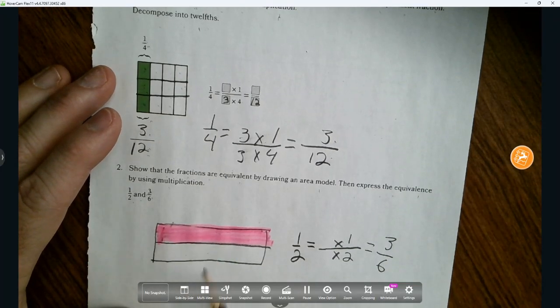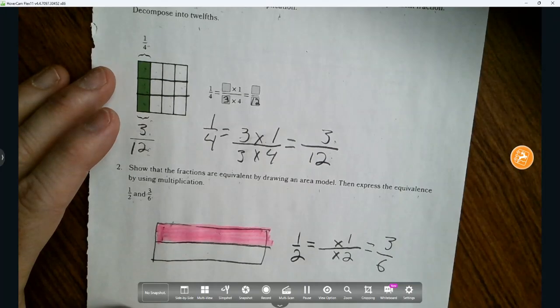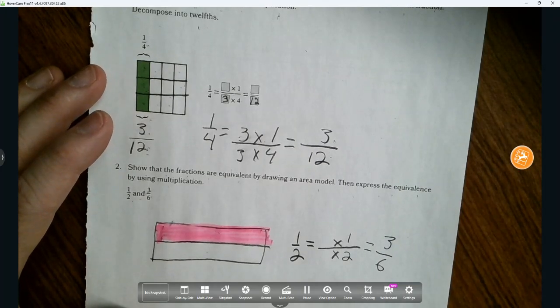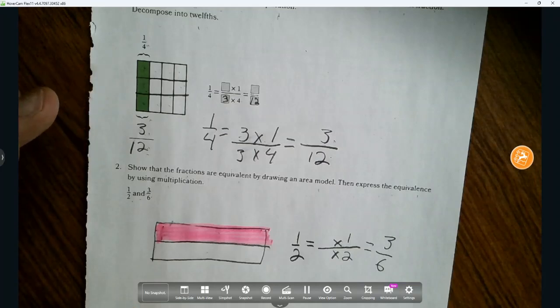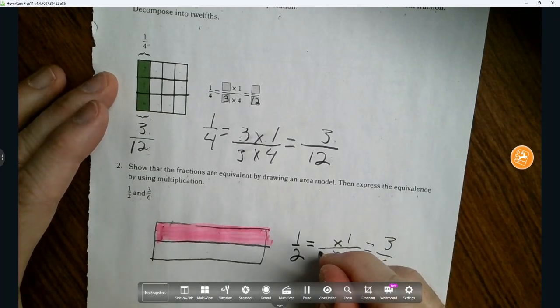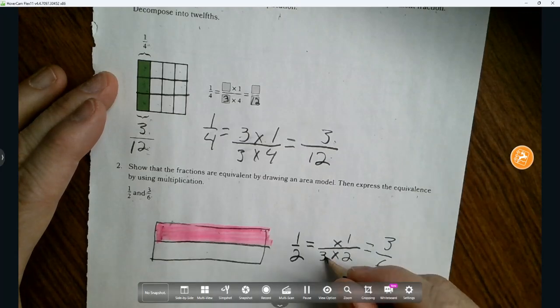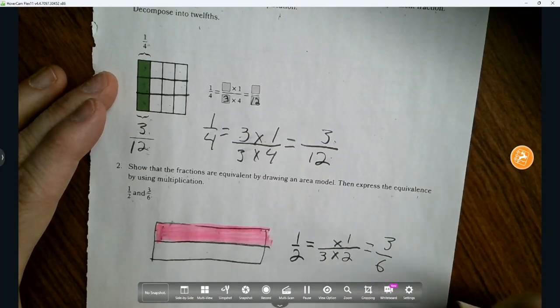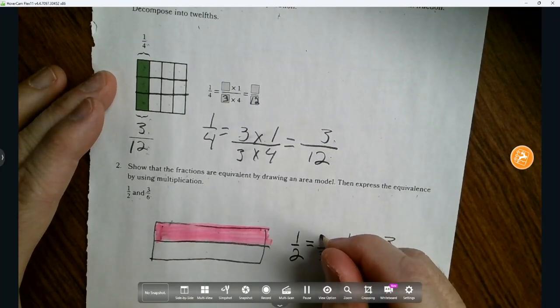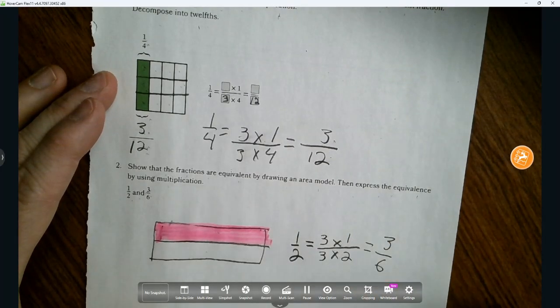We have 2. What do we multiply 2 by to get to 6? 2 times what equals 6? 6 divided by 2 equals what? That's correct. 3. So if it's 3, up here we have to also multiply by 3.